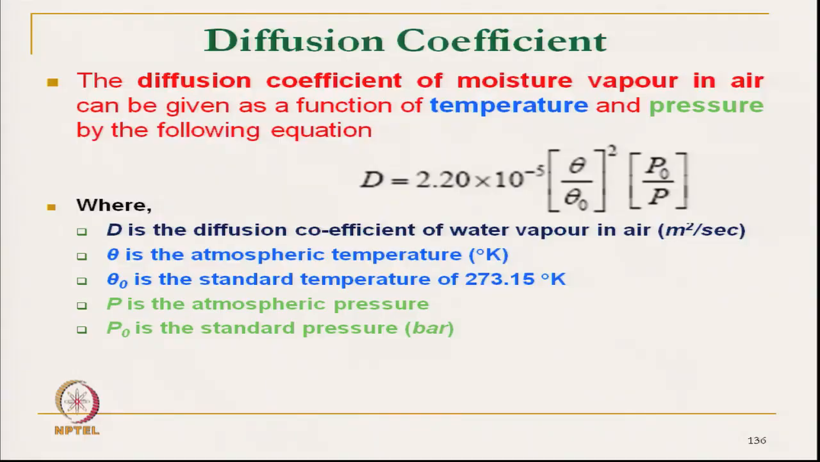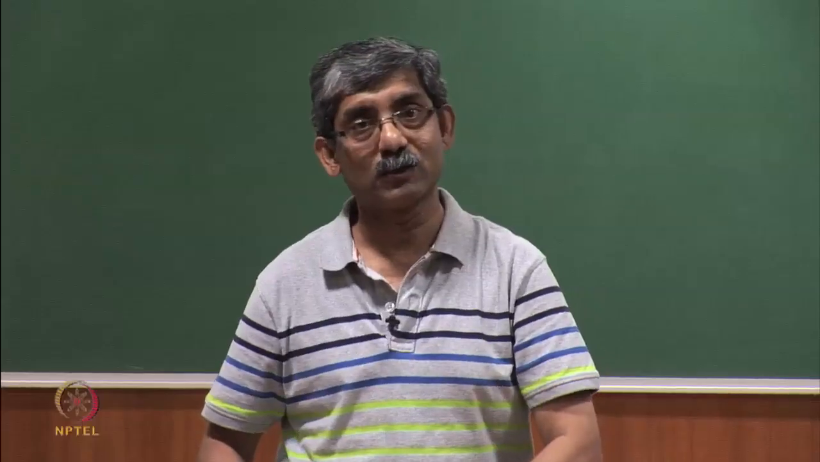And the diffusion coefficient, if you see, depends on two factors. One is the temperature of the system, the atmosphere, and also the pressure. So, at higher atmospheric temperature, the diffusion coefficient is high. At higher pressure, the diffusion coefficient will be reduced. So, if the environmental temperature is increased, the diffusion coefficient will increase. That means it will have higher diffusion. And if the atmospheric pressure is increased, diffusion will slow down.